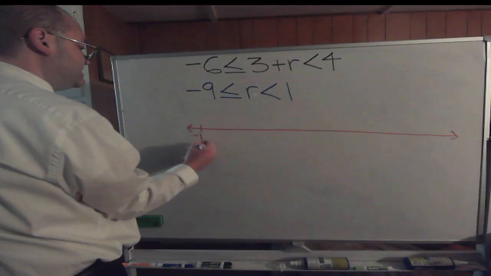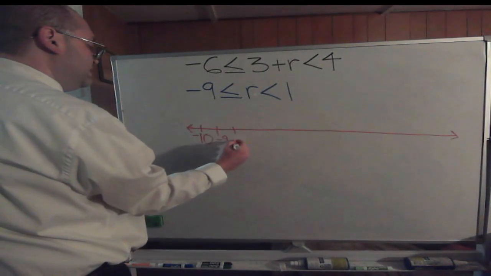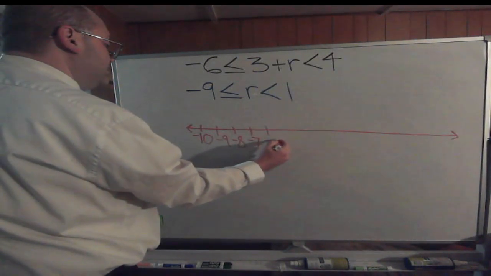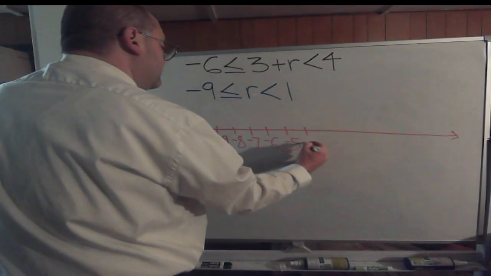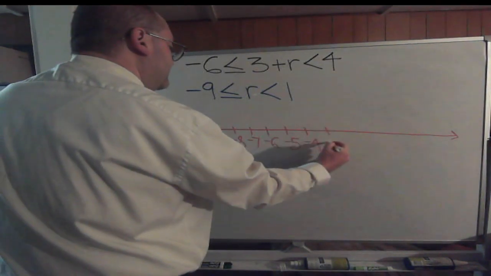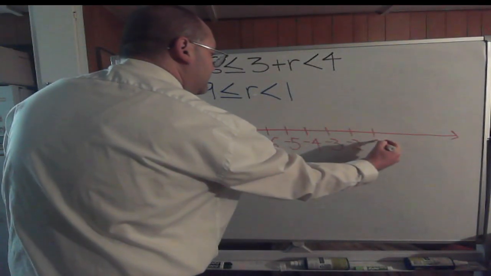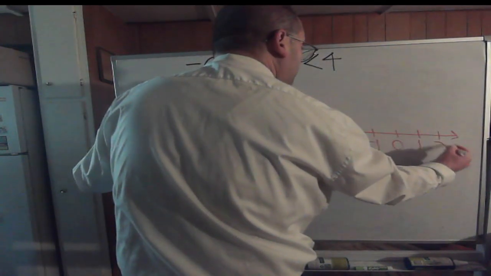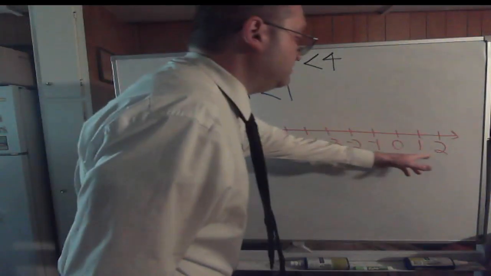Alright, I'll put -10 right here, -9, -8, -7, -6, -5, -4, -3, -2, -1, 0, 1, and then 2. Alright, so my number line goes all the way from -10 to 2.